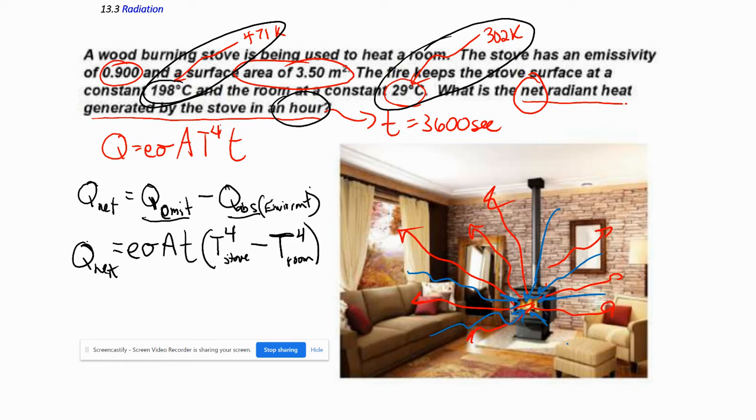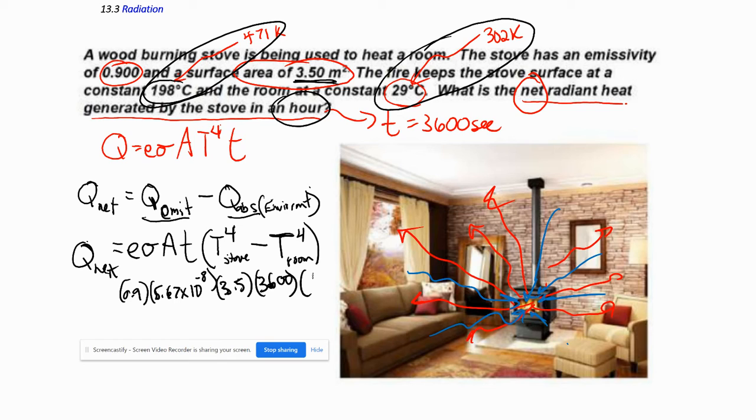I plug in my 0.9, multiply by 5.67 times 10 to the negative 8 times the area of this thing, which is 3.5, times the time, which is 3,600. So I have all these lovely numbers: 0.9, 5.67 times 10 to the negative 8. That's emissivity, and that's our Stefan-Boltzmann constant, 3.5 times 3600.